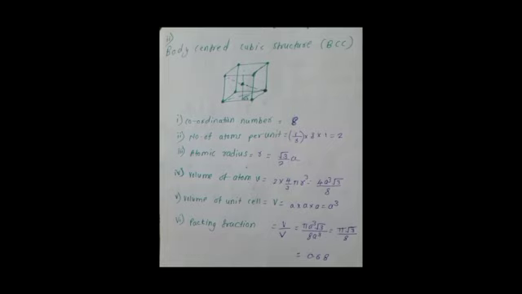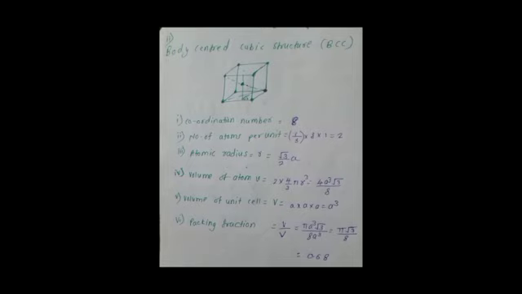Next, volume of the unit cell is V is equal to a into a into a is equal to a cube. Next is packing fraction. Packing fraction formula is volume of the atoms per unit cell upon volume of the unit cell. So packing fraction of BCC is 0.68. Elements that possess body-centered cubic structure are Na, K and Cr, Mo, W, etc. In BCC structure, repetition sequence is ABAB, ABAB.